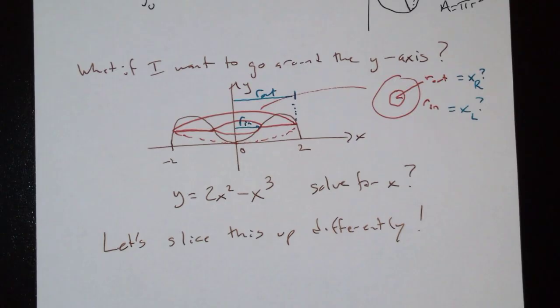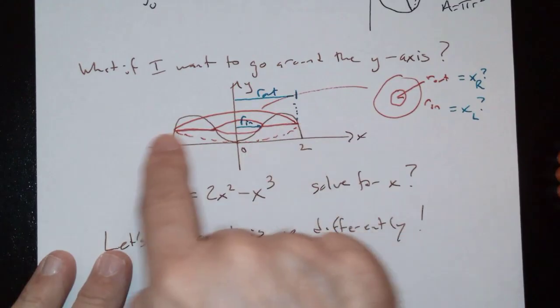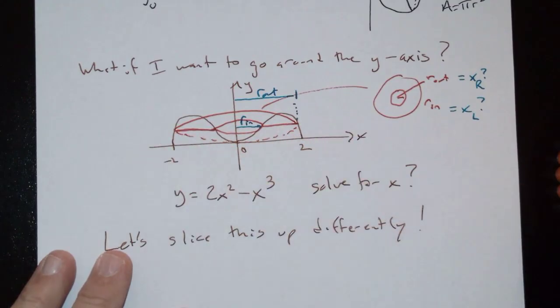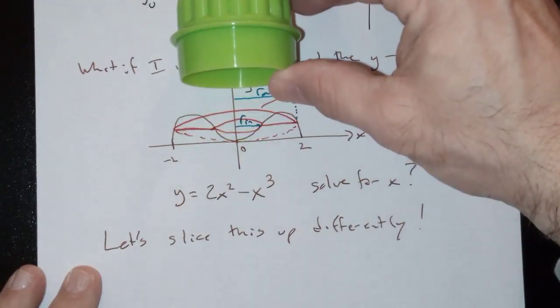I'm going to slice this in a different way. And it's not going to look like the slices that they make in the cake in the cafeteria. I went to the baking supply section. And I got cookie cutters. Here's what I'm going to do. Instead of cutting this way, I'm going to cut this way.